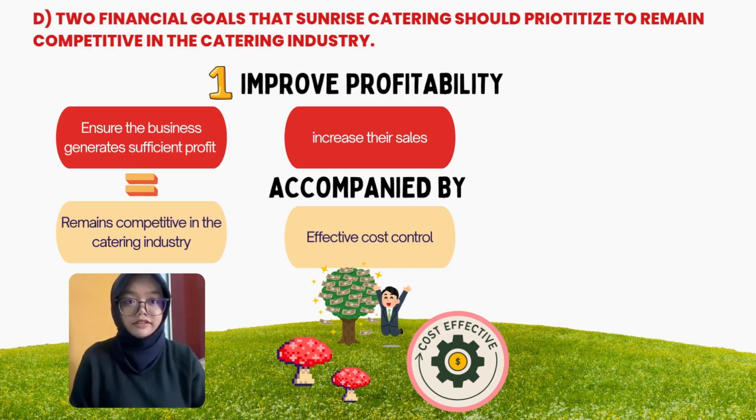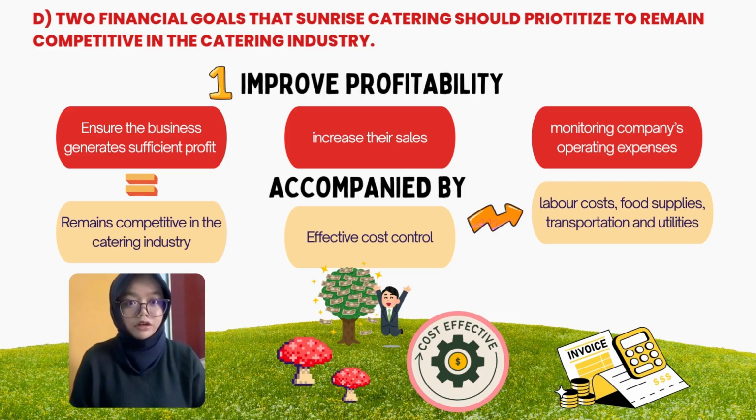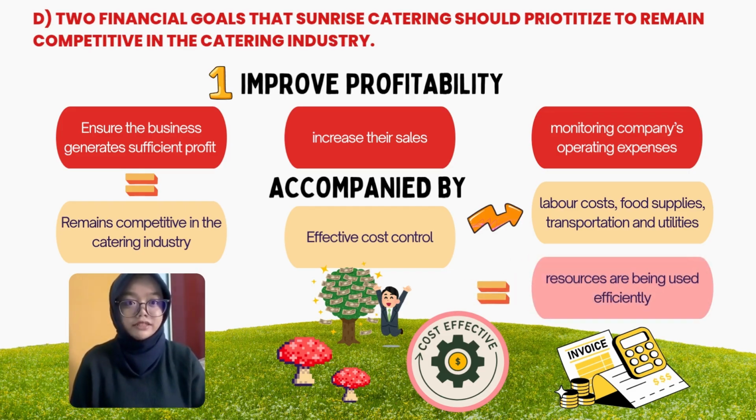To achieve this goal, Sunrise Catering should closely monitor and control its operating expenses. This includes labor costs, food and beverage supplies, transportation expenses, utilities, and other overhead costs. By managing these expenses efficiently and eliminating unnecessary costs, the company can improve its profit margin while maintaining the quality of its catering services. By improving profitability, Sunrise Catering will have more financial resources to invest in better equipment to expand its services. This could enhance customer satisfaction and strengthen its competitive position in the catering industry.